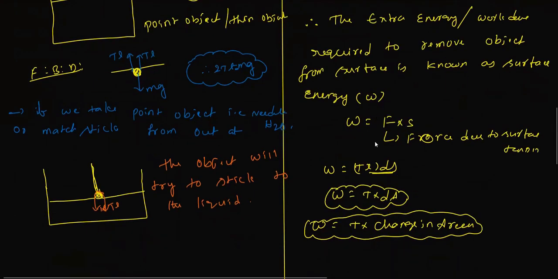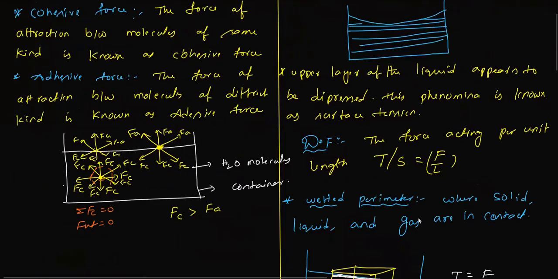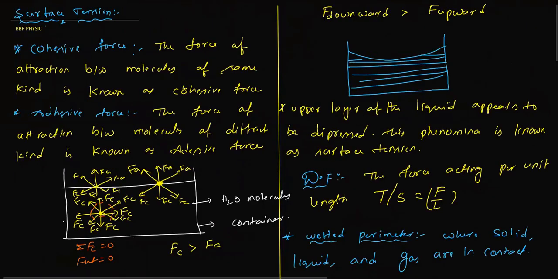W equals F into S, we can write. This F is the force due to surface tension here. Therefore, work done equals TL into ds. Work done equals T into dA. Therefore, work done equals T into change in area. That is about surface tension and surface energy.